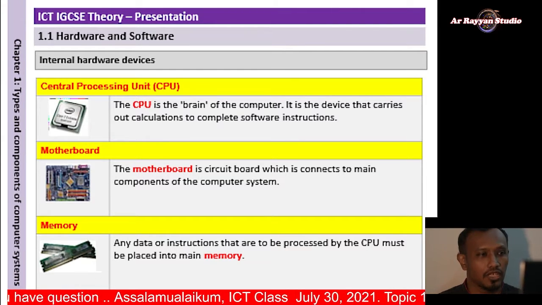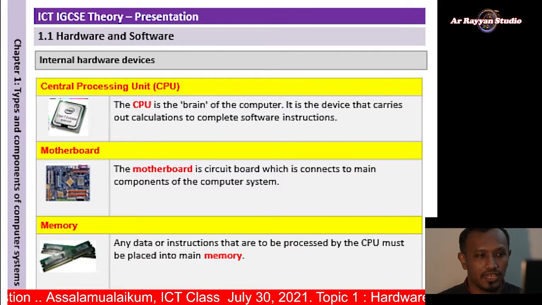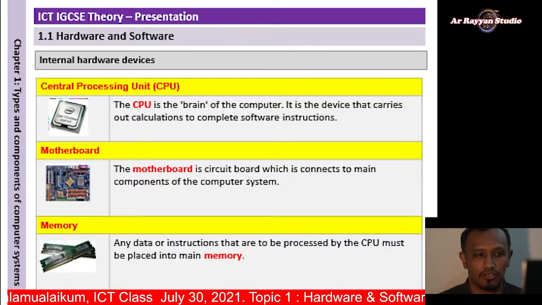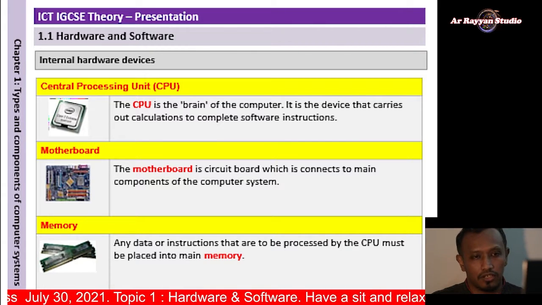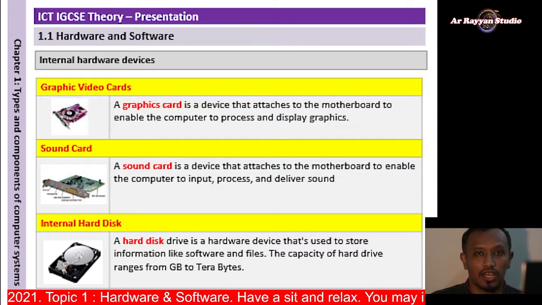Flash drive. Okay, so for memory, any data or instruction to be processed by the CPU must be placed in the main memory. Alright, next we have the graphic card.